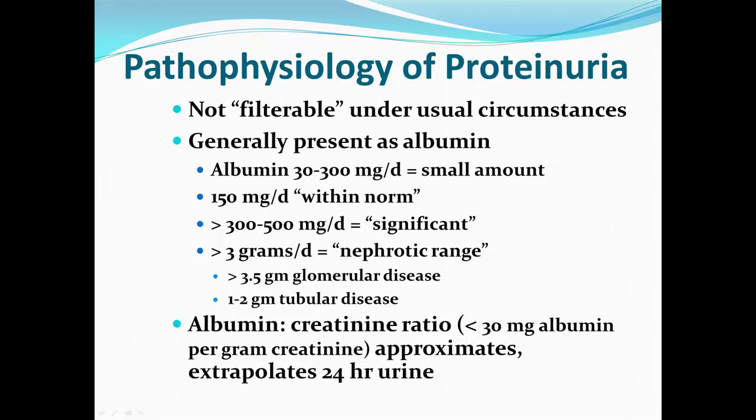We also look very closely at the albumin to creatinine ratio. And generally, again, there should be less than 30 milligrams of albumin per 1 gram of creatinine. And we do this on a spot urine specimen, and it actually approximates and then extrapolates the amount of protein, or albumin, that would be in a 24-hour urine specimen.